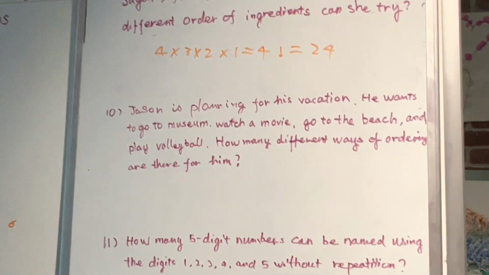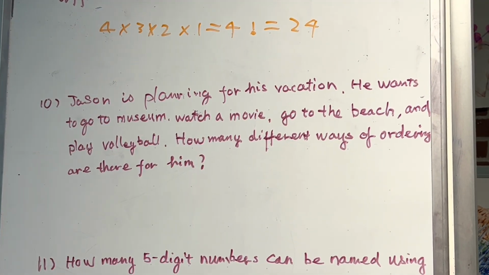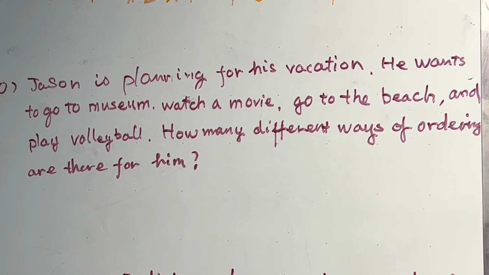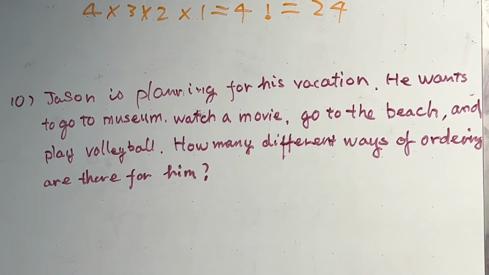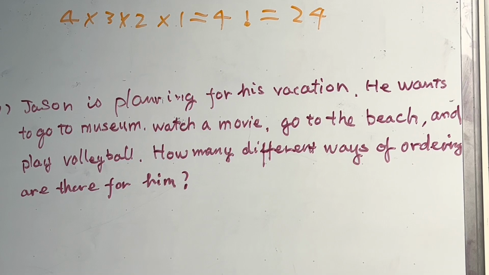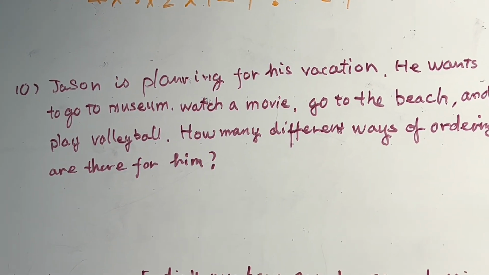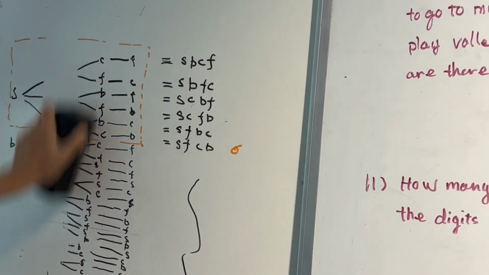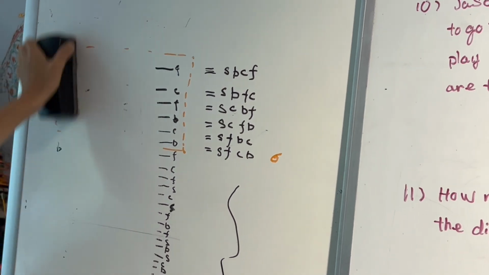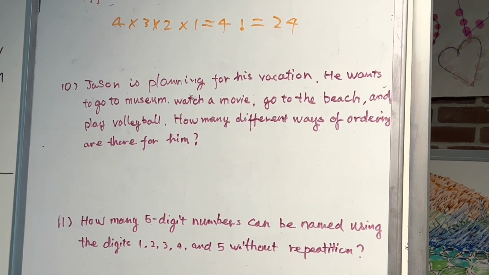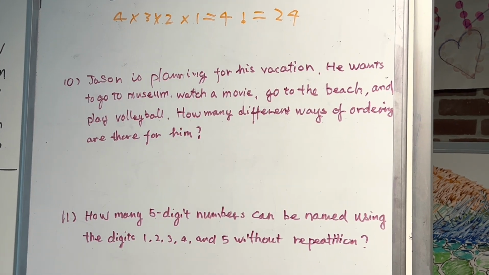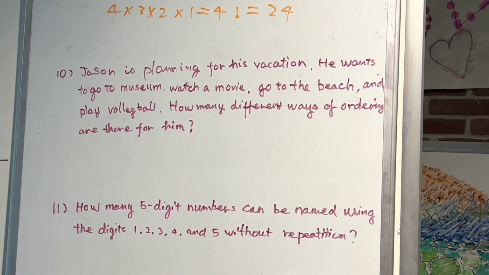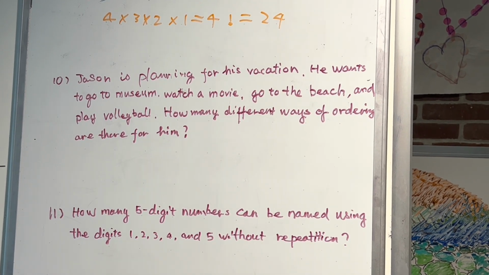Jason was planning for his vacation. He wants to go to the museum, watch a movie, go to the beach, and play volleyball. How many different ways of ordering are there for him? So I'm going to do that one all the way over here. Jason is planning for his vacation. He wants to go to the museum, watch a movie, go to the beach, and play volleyball. How many different ways of ordering are there for him?